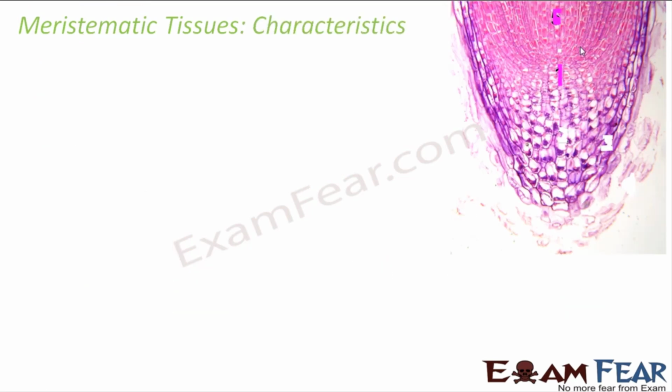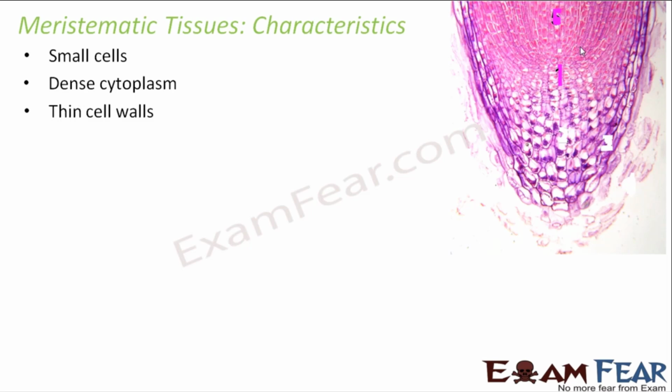Now let us look at the characteristics of a meristematic tissue. What are the specific characteristics which all meristematic tissues generally show? The meristematic tissues are generally small cells. I mean, these tissues are made up of cells, right? So the cells are generally small cells. They have dense cytoplasm. I don't think I need to explain to you what a cytoplasm is now, because I have explained all these things in our previous lesson, right? They have thin cell walls.